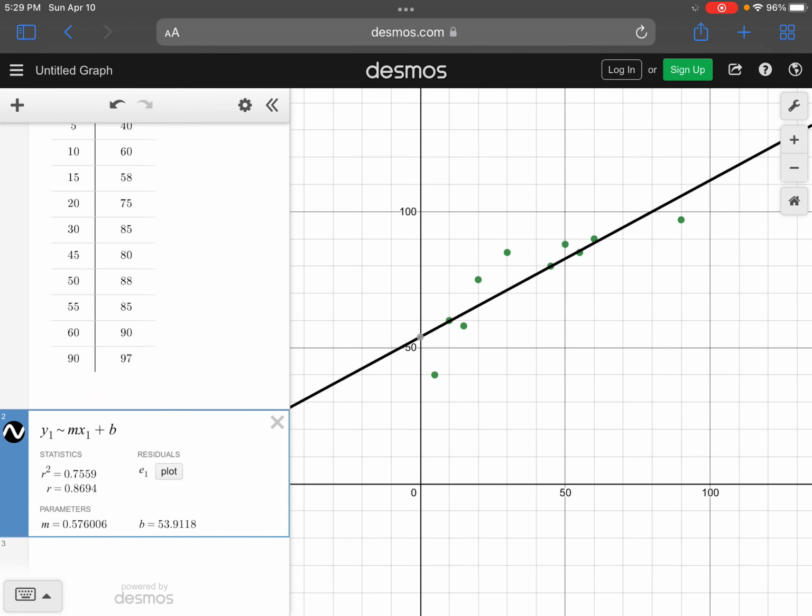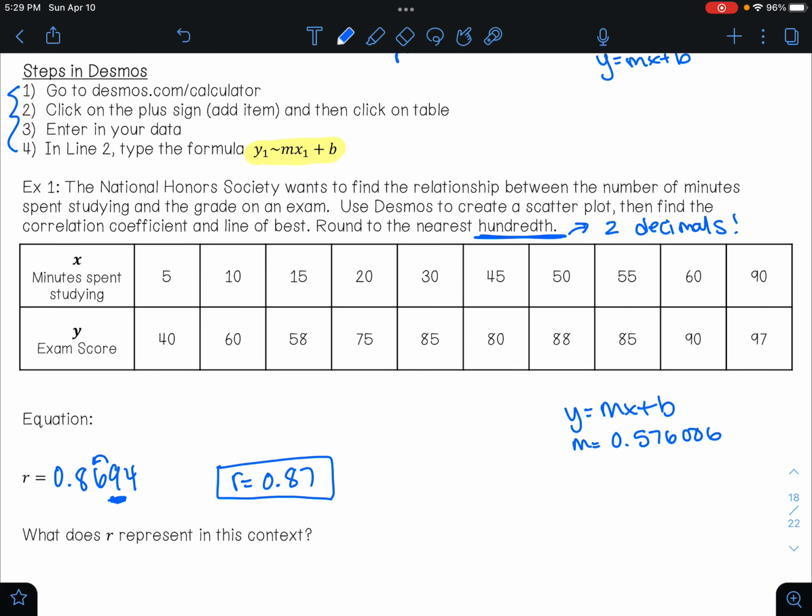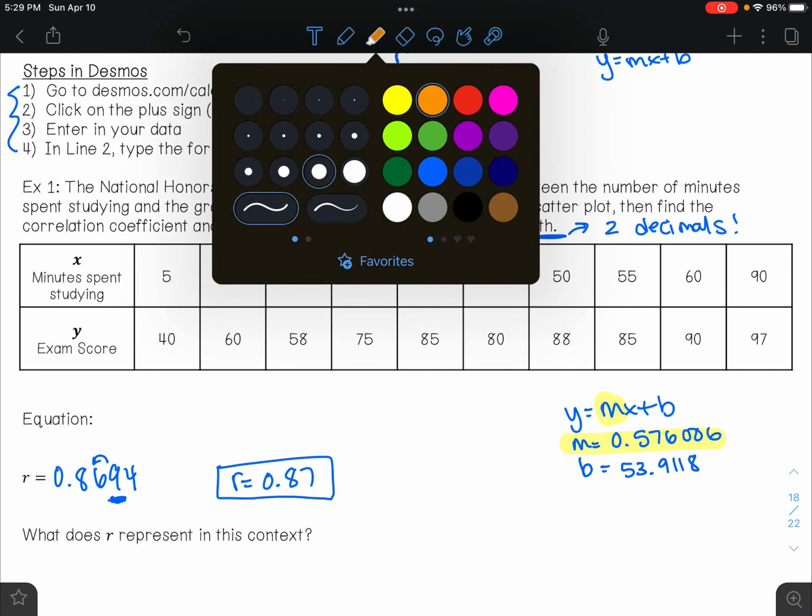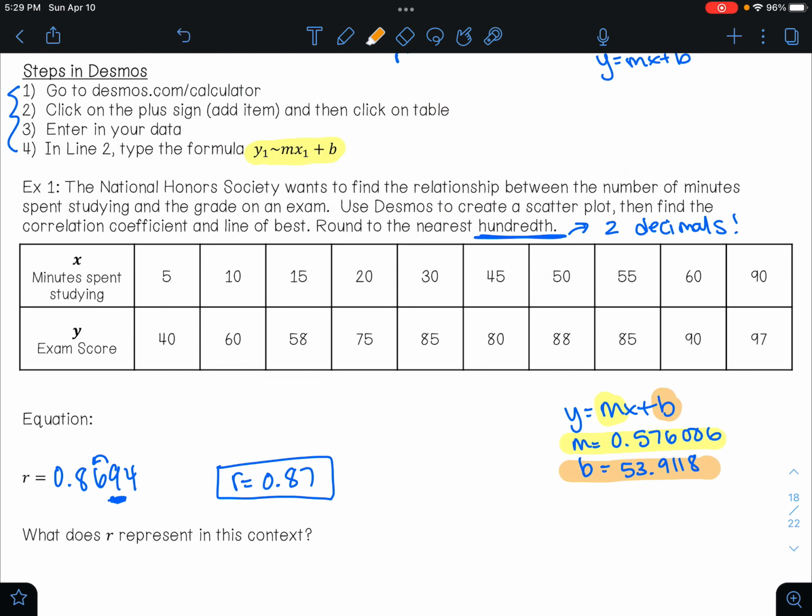And then b is 53.9118. Again, they want us to round to the nearest hundredth. So when I go to write my equation, I'm going to replace m with my slope, and replace b with my y-intercept. And I'm going to round to the nearest hundredth.